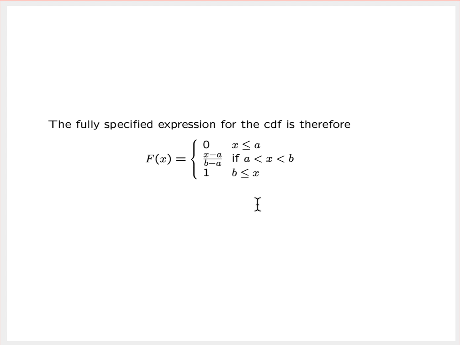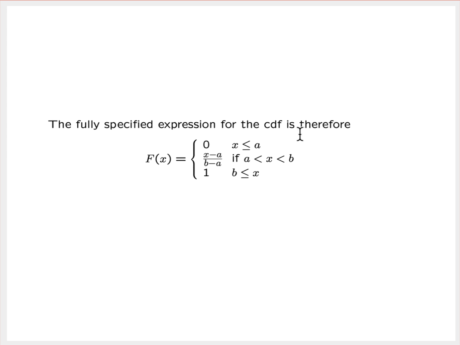And so putting these results together, we have here the fully specified expression for the CDF. Again, for values of x that are less than or equal to a, the lower endpoint of the interval, that is the sample space, the CDF evaluates to 0. For values of x that are greater than or equal to b, the upper boundary of the sample space, the CDF evaluates to 1. And then for values of x between a and b, the expression for the CDF is x minus a over b minus a.